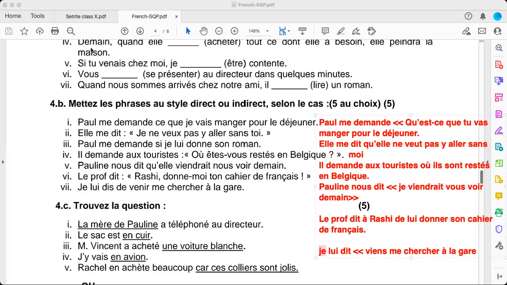So we have done two exercises with all the rules, but still, if you have any doubt, you can write in the comment section. I'll give you a solution to your problem.